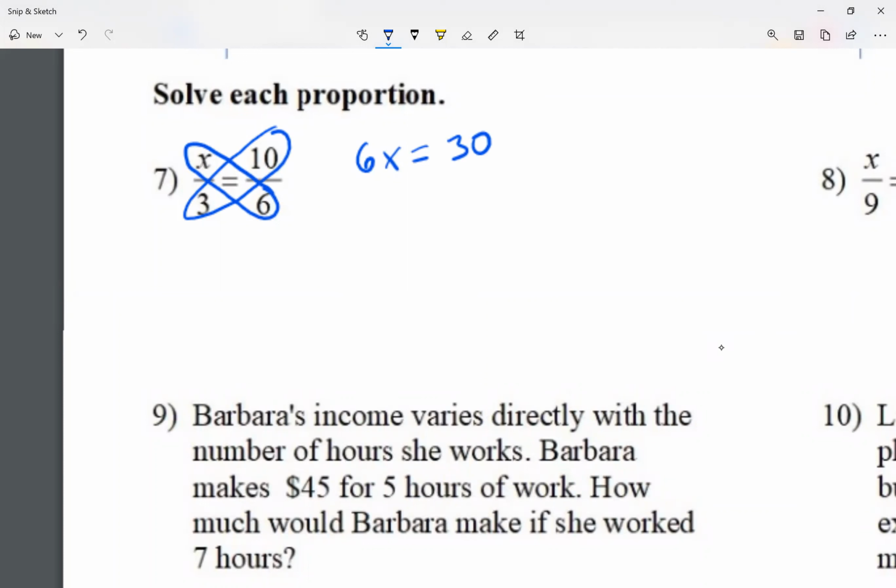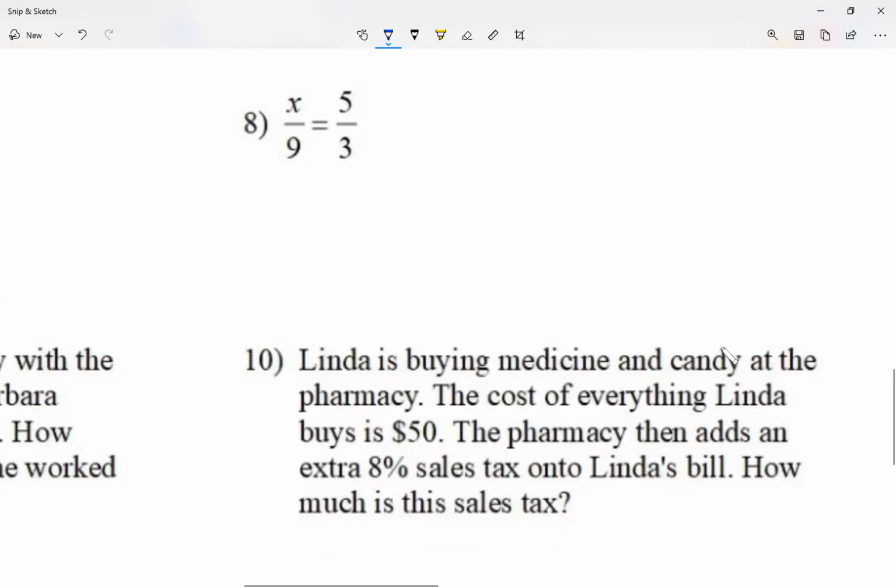To get x by itself, let me do the opposite of times. So in this case, let me divide, because that way this 6 will become a 1, which is useless in math. So I'm just going to cancel them out. So I get x equals 30 divided by 6, which is 5. So x is equal to 5. Same thing with question number 8.